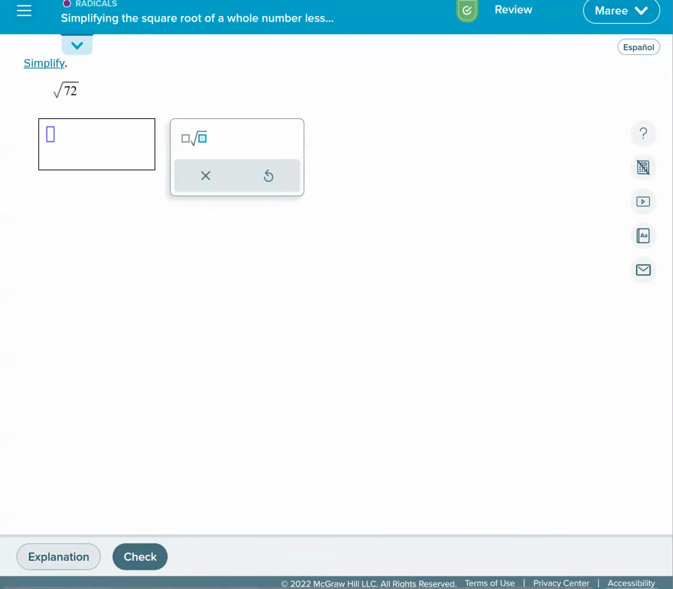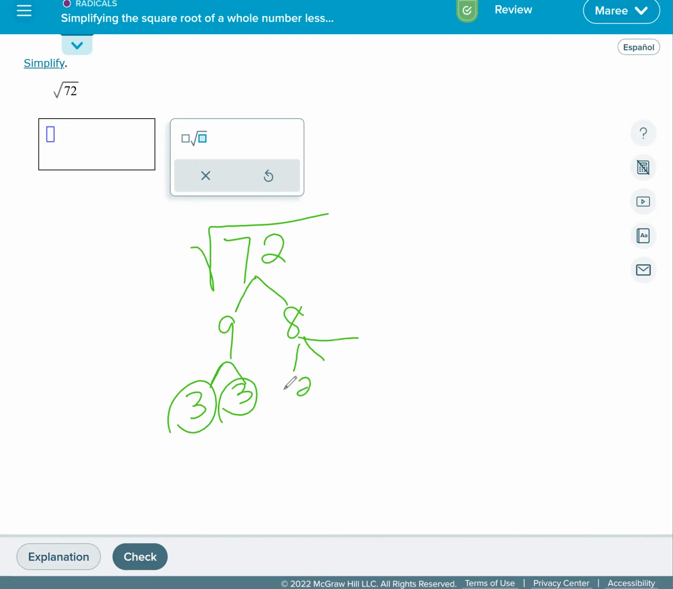All right, so let's try it with the square root of 72. Again, another number that is less than 100. 7, 8, 9. So this is 9 times 8. 9 is 3 times 3. And 8 is 2 times 2 times 2. It's just one that I do a lot, so that's how I know it.